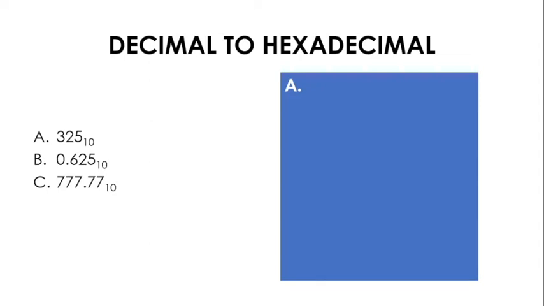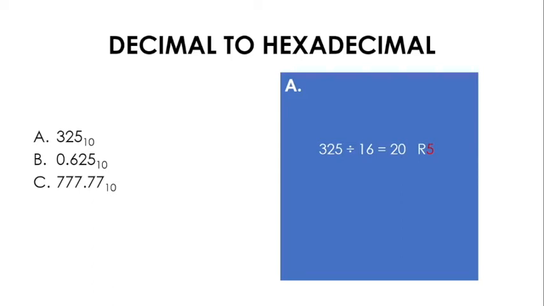For the last topic in converting decimal numbers, we will be converting decimal numbers to hexadecimal. The process is the same. All you have to do is change the divisor and the multiplier to the base of the hexadecimal number system, which is 16. So for the first example, 325, we will be dividing it by 16.